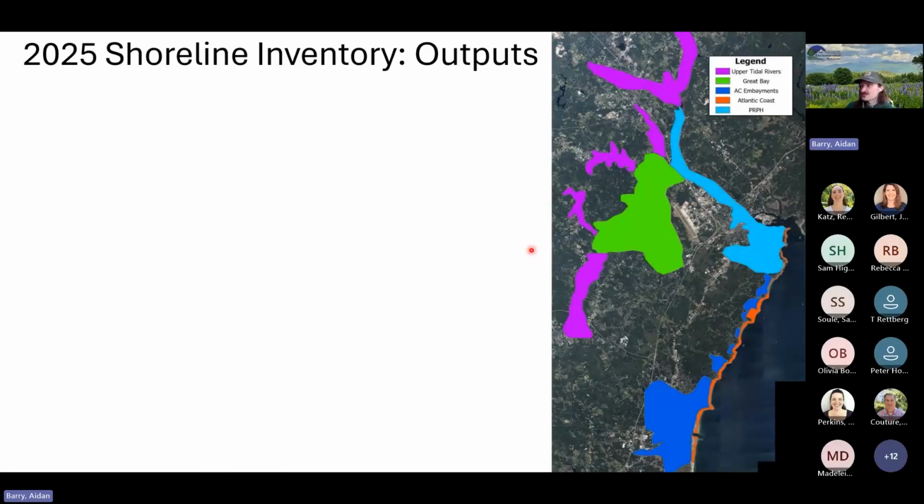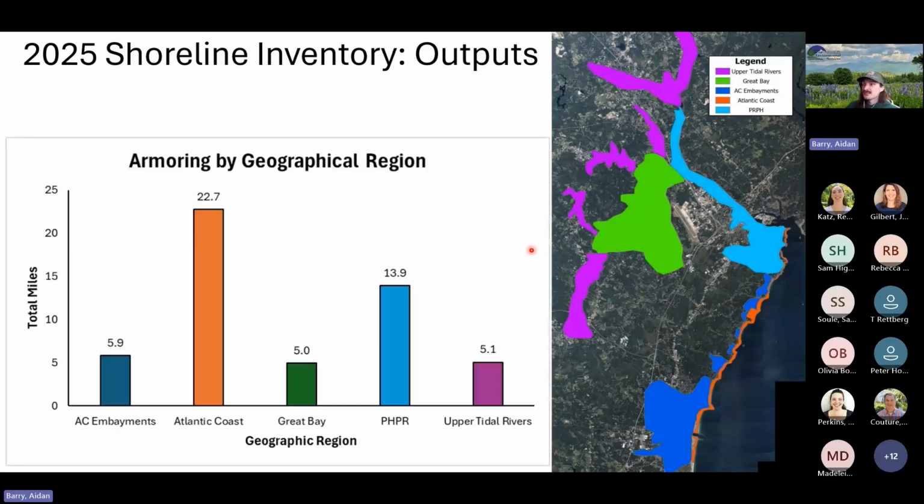Thinking about it again regionally, this isn't part of the Coastal Viewer, but just how we were considering organizing it. We're seeing that the majority of our armoring is along the Atlantic coast. That's that orange line. Makes sense. That's where we have the most wave energy, followed by Portsmouth Harbor, Scotticoa River. And then to a smaller extent, we see the Atlantic coast embayments in the dark blue, Great Bay in green, and then the upper tidal rivers in purple.